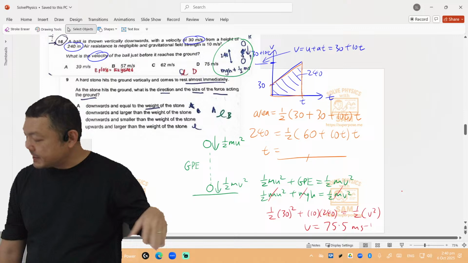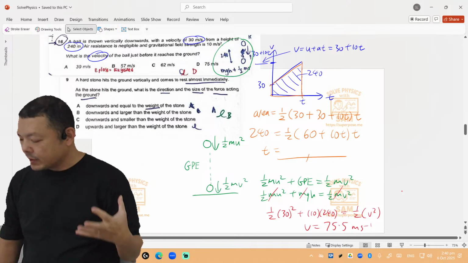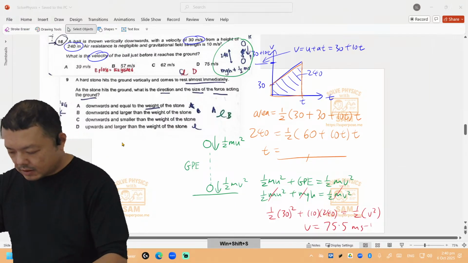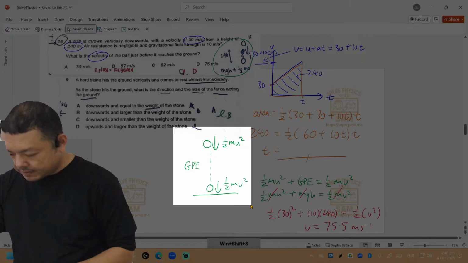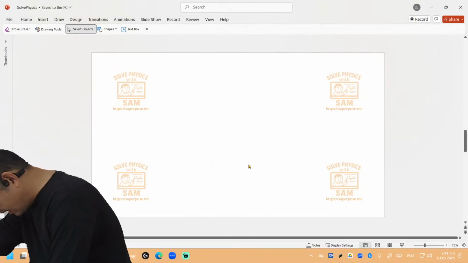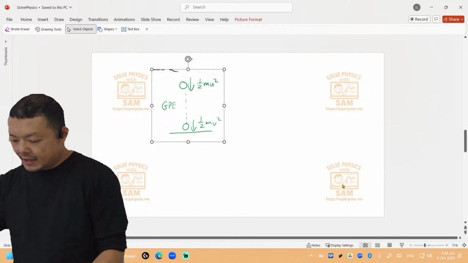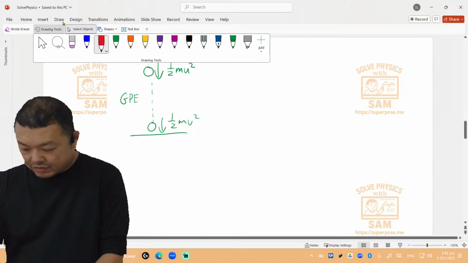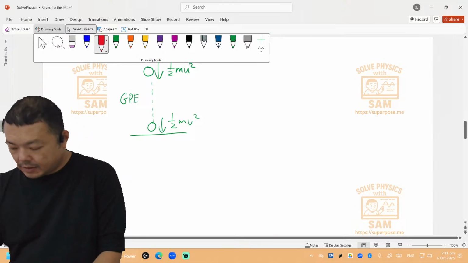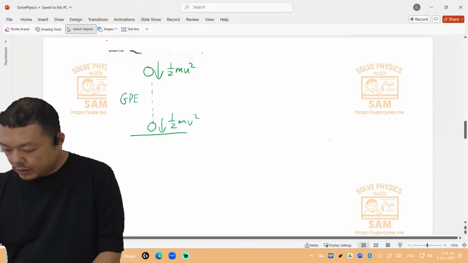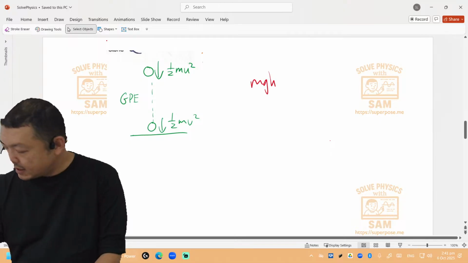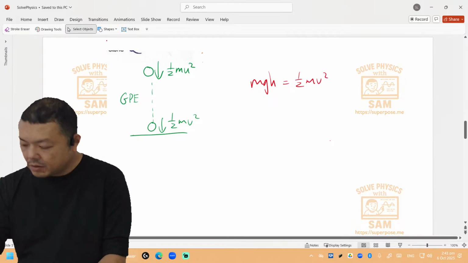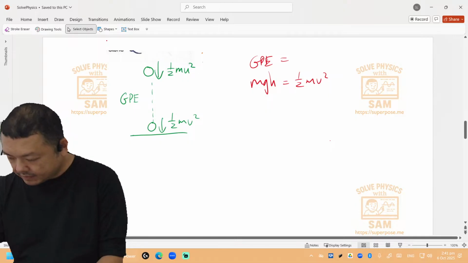I've said this a couple of times before in class, and I again want to remind you. Sometimes, a very, very common mistake some students do is this. Can I just ask you to pay extra attention to this? Some students take the mgh and equal it to the half mv squared, because they think, oh, GPE converts to KE.